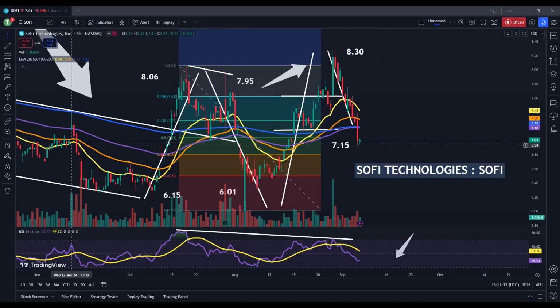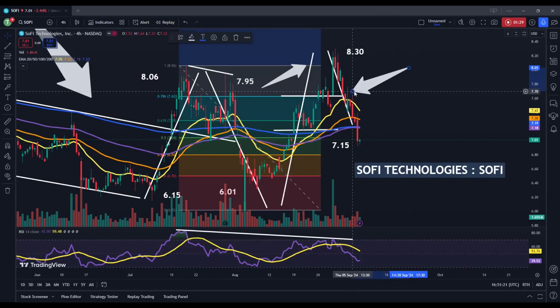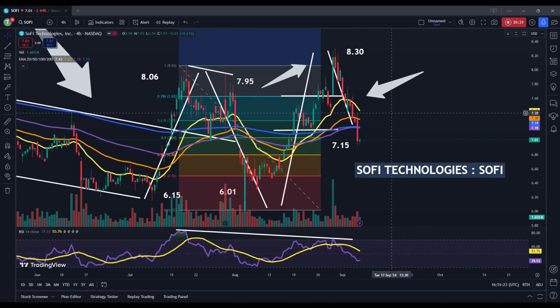So as things currently stand, if you've been watching my coverage of this stock, you would know that I had roughly two important price zones in mind. Initially, I was looking at this 760 area because this was previously an important Fibonacci zone that was likely to start to provide some sort of support here, or at least act as a significant price level.